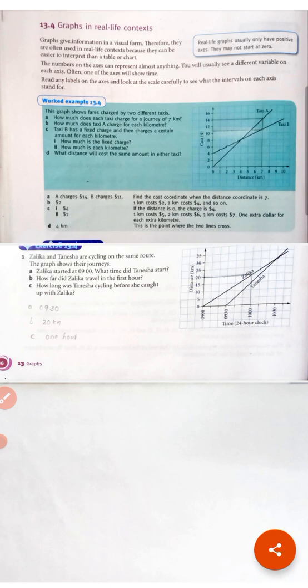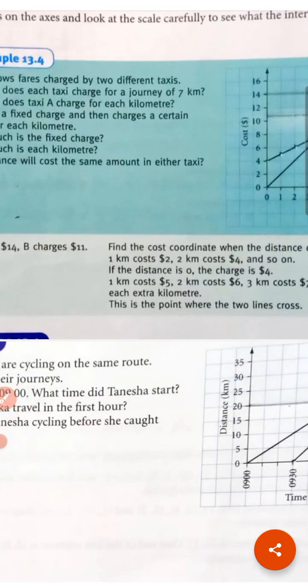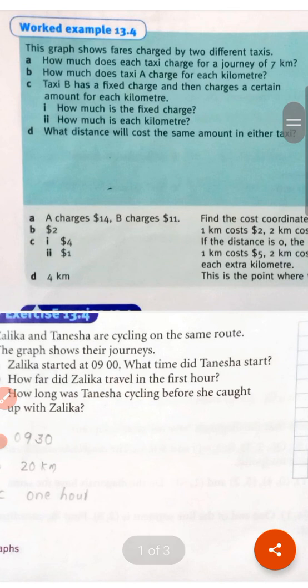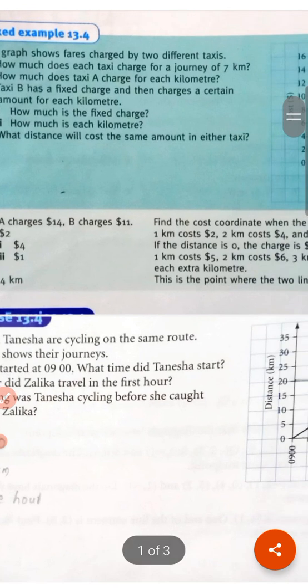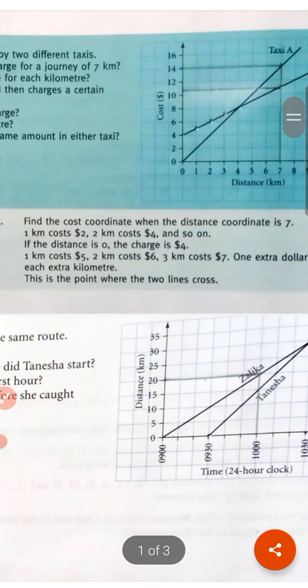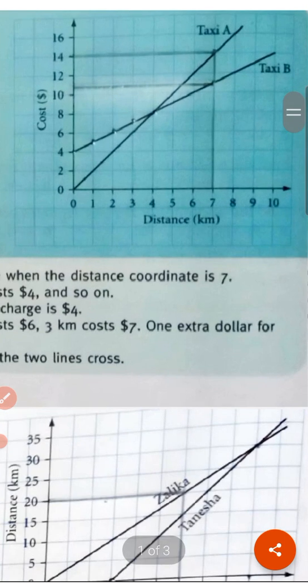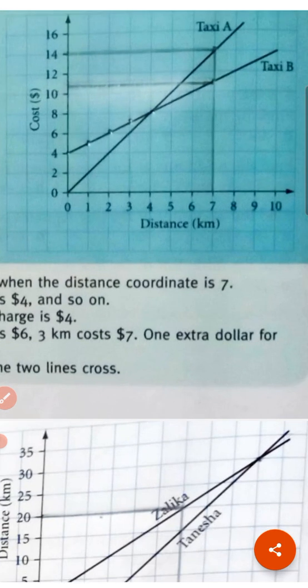So I will explain an example, children. First question is, the given graph shows fares charged by two different taxis. See, this graph shows fares charged by two different taxis, taxi A and taxi B. Now using this graph, we have to answer certain questions.